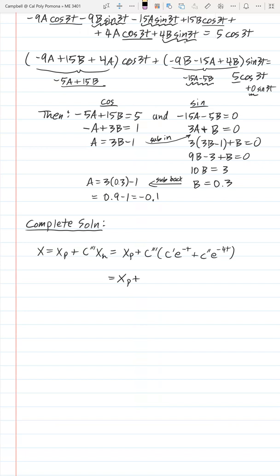Plus, and so here we can then just say, I'll keep it at xp until I get to my C1s and C2s. Where, of course, C1 is equal to C triple prime times C single prime, and C2 is equal to C triple prime times C double prime.